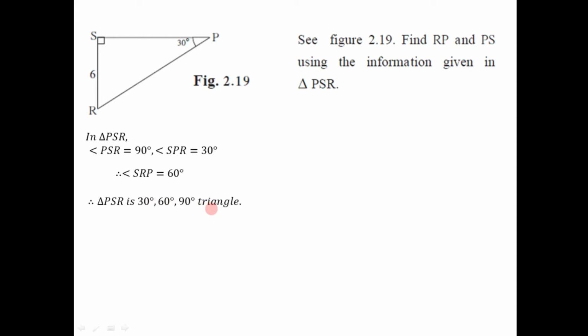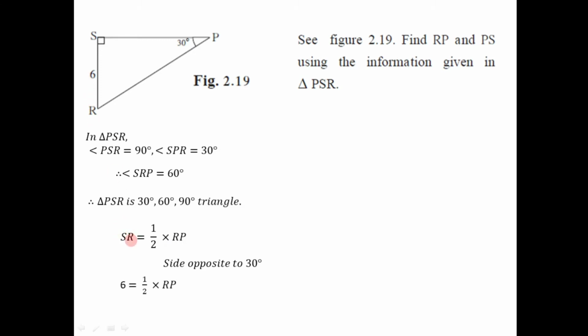We can use the theorem of 30-60-90 degree triangle. By that, we know that side opposite to 30 degrees is half of the hypotenuse. So side opposite to 30, that means side opposite to angle P is SR. So we have SR is equal to half of the hypotenuse. In this right angle triangle, hypotenuse is RP, because it is a side opposite to right angle. So from this relation, we have SR is equal to 1/2 of RP, as SR is a side opposite to 30 degrees. We have the value of SR, that is 6.